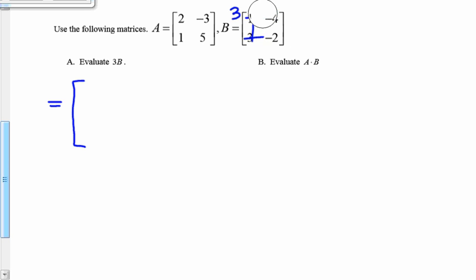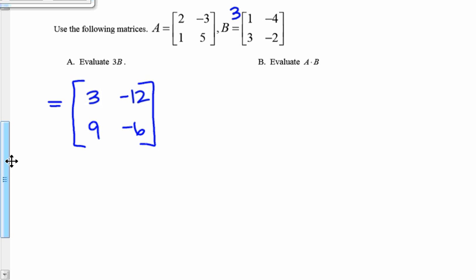So let's go ahead and do that. 3 times 1 gives me 3. 3 times 3 gives me 9. 3 times negative 4 is negative 12. And 3 times negative 2 is negative 6. That's my answer for A.